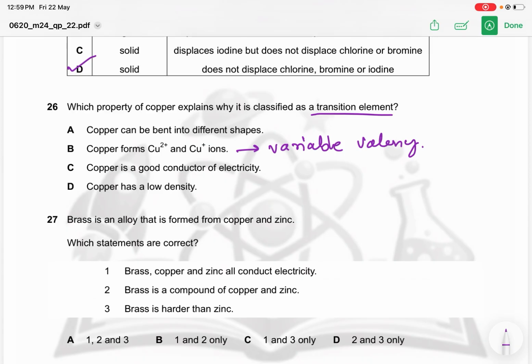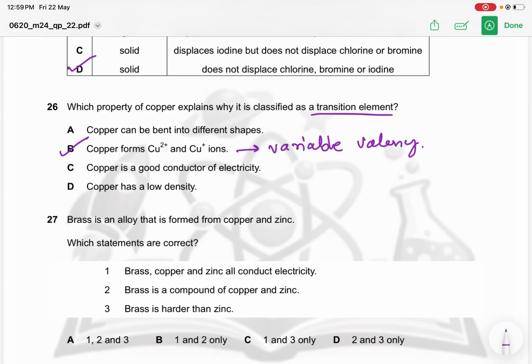Copper is a good conductor of electricity. Copper has a low density. Copper does not have a low density. Okay, it has high density. And copper being a good conductor of electricity is again a general property of metals. So B is the correct answer, which specifically shows that due to its property of forming different ions, it is a transition element.